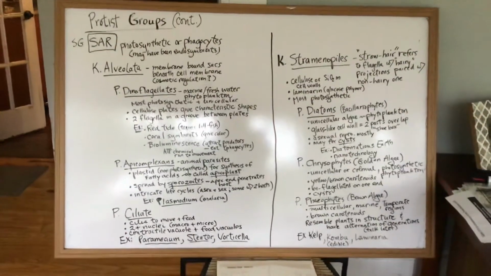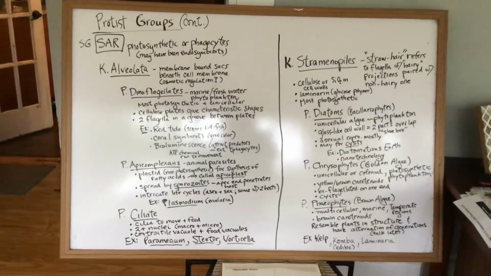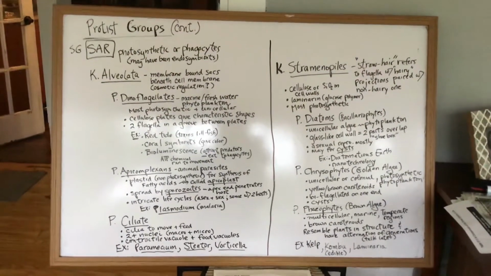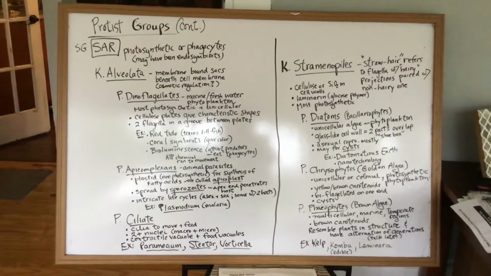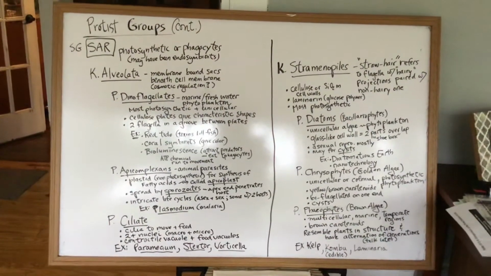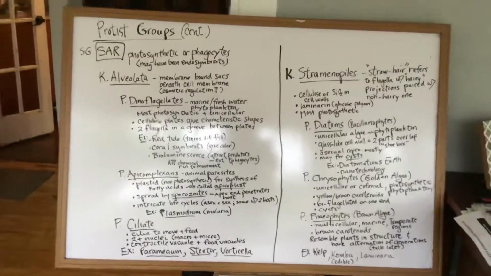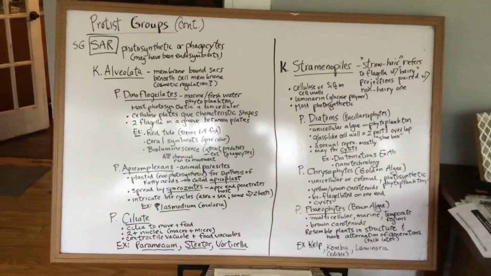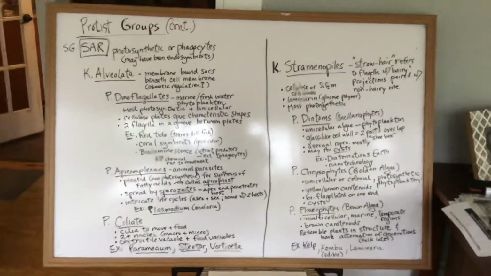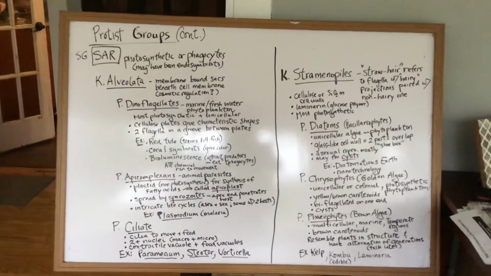Continuing on with the protist groups, we're going to go through a big supergroup called SAR. These are photosynthetic, generally speaking, or phagocytes. You might recall from Core 1 that this means they engulf things. And some of these may have been endosymbionts, creating the eukaryote organisms with photosynthetic parts.